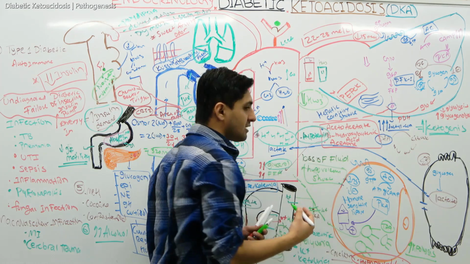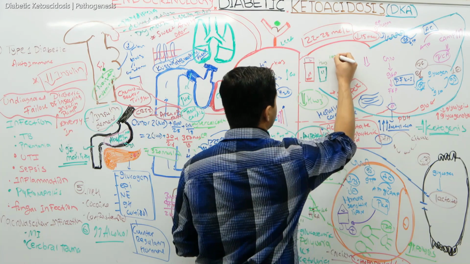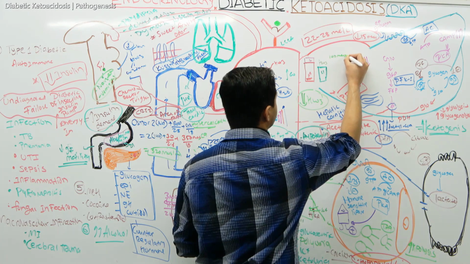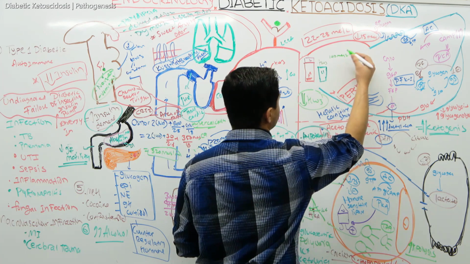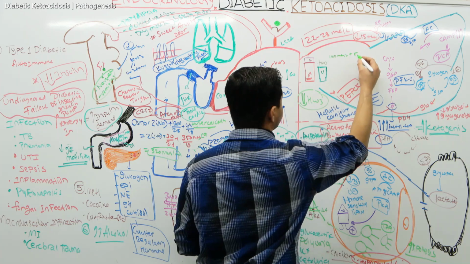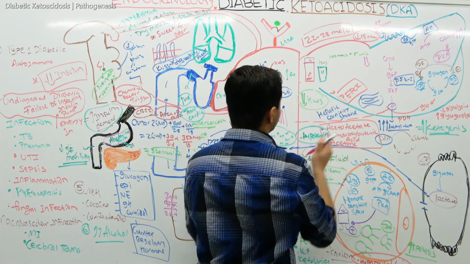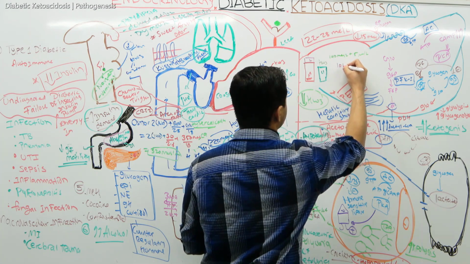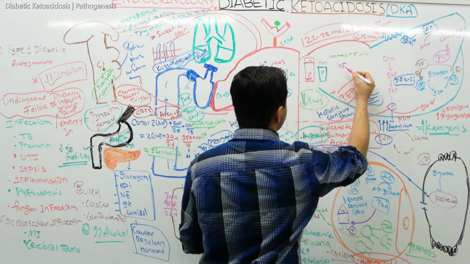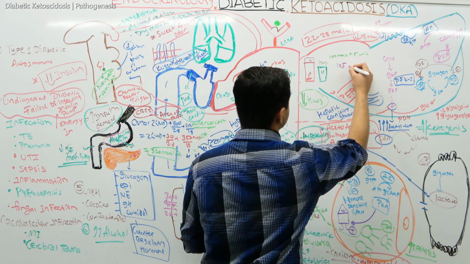So usually what is the level of your sodium in plasma? We say 140 milliequivalent per liter. And potassium is, let's say, 3 or 4 or 5, so say 5 milliequivalent per liter. Chloride is usually about 105. And your bicarb is about 20 to 25, so in our case we'll say 28.